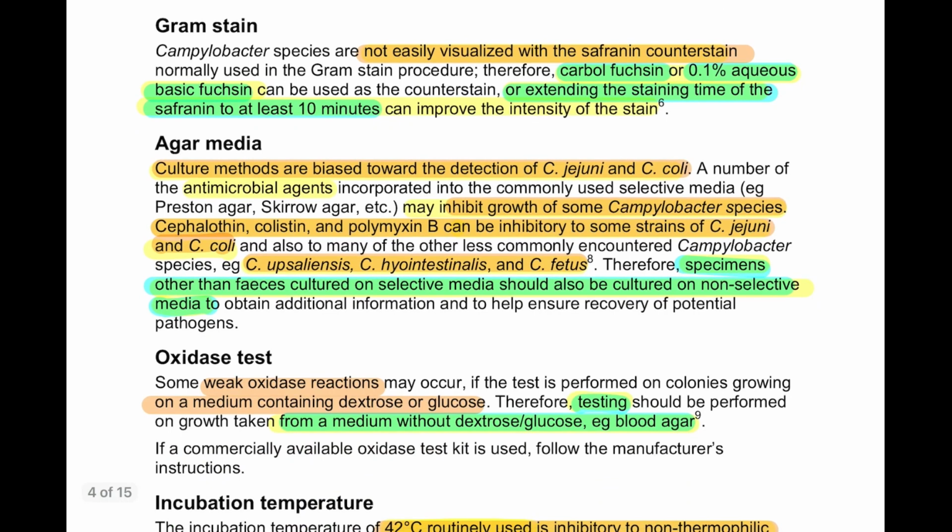Agar media: we know that we add many antimicrobial agents to make the medium selective, especially cephalosporin, cefalothin, colistin, and polymyxin. They are inhibitory to many strains of jejuni and coli, as well as emerging species like upsaliensis, hyointestinalis, and fetus. And that's why we always use both selective as well as non-selective medium to grow Campylobacter.